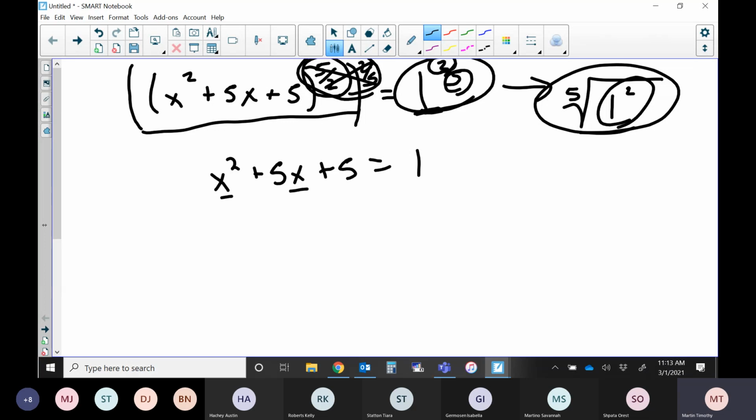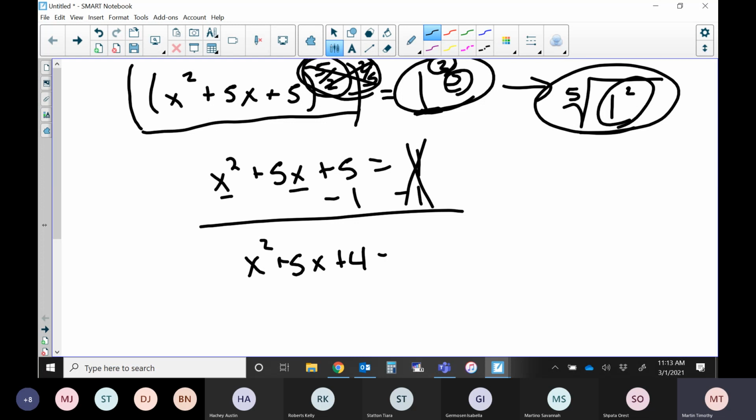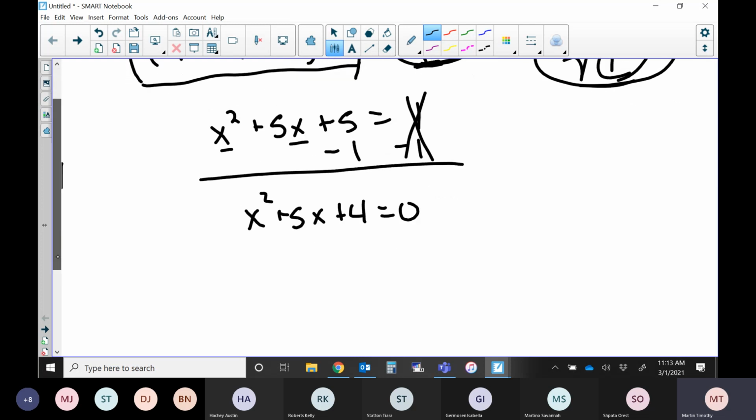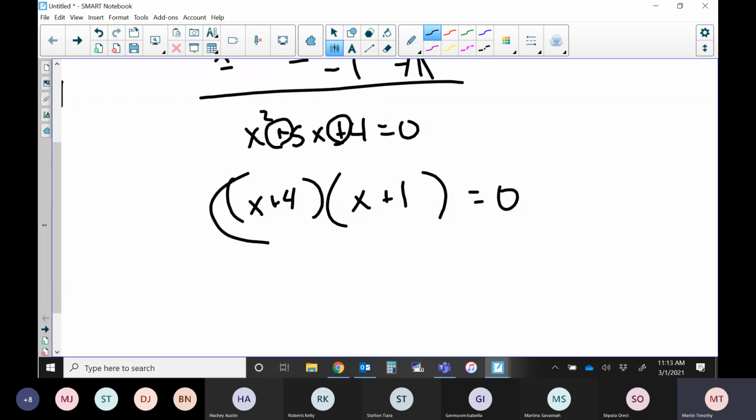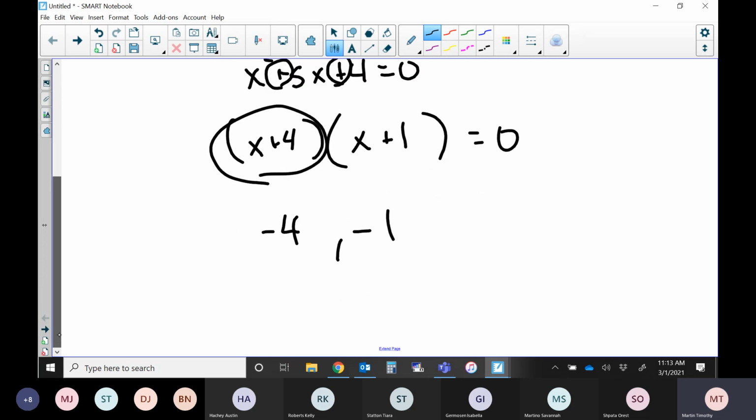So I realize I have two types of x's. I combine this and get x squared plus 5x plus 4 equals 0. This says same signs, they're both positive. So (x plus 4)(x plus 1). What makes this 0? Minus 4. What makes this 0? Minus 1. And then what's the thing we must do to finish all of this?